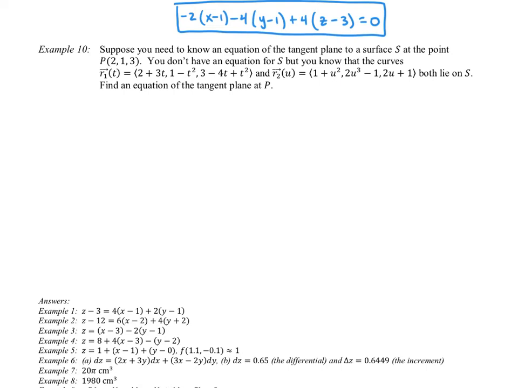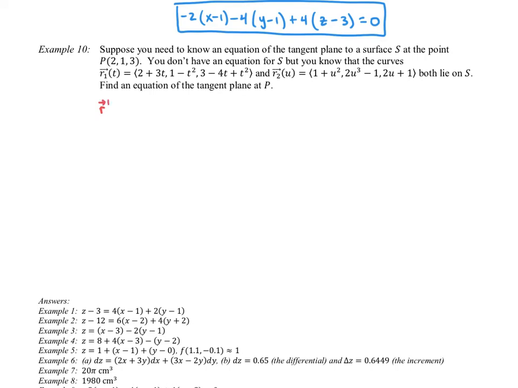They're not giving us the surface equation, they're giving us simply the curve equations, which is all that we need, because what we're going to figure out is the derivative, or the tangent vector, of each of these curves at the particular point. And we're going to use the cross product of them to calculate the normal vector of the tangent plane. So we're given enough information to handle the problem.